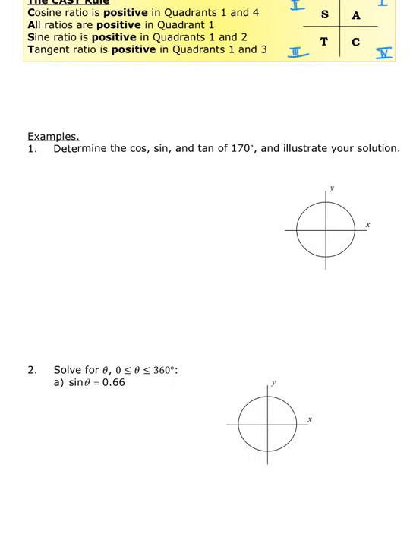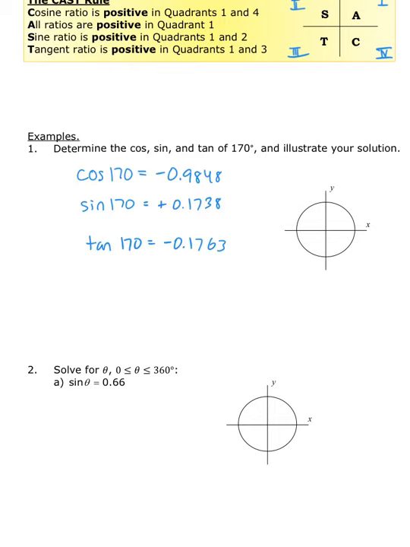So we are going to look at a couple examples. The first example says determine the values of cos, sine, and tan for 170 degrees and illustrate our solution. So using a calculator, I found that cos of 170 degrees is negative 0.9848, sine of 170 is a positive 0.1738, and tan of 170 is negative 0.1763. So I found all those values simply by using my calculator.